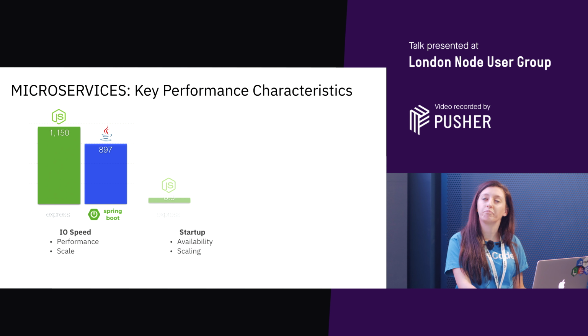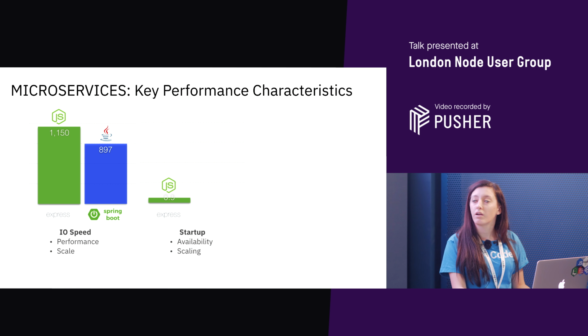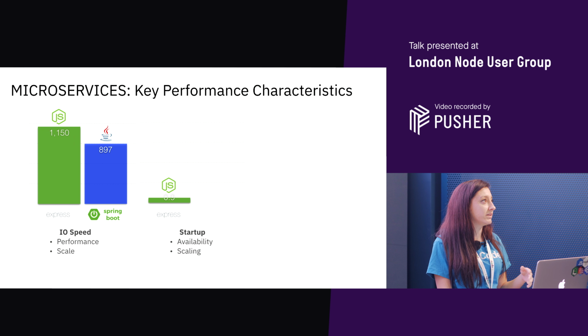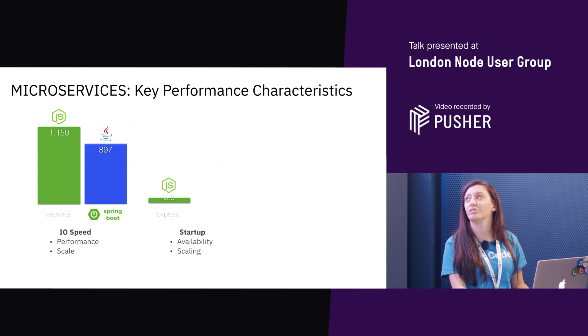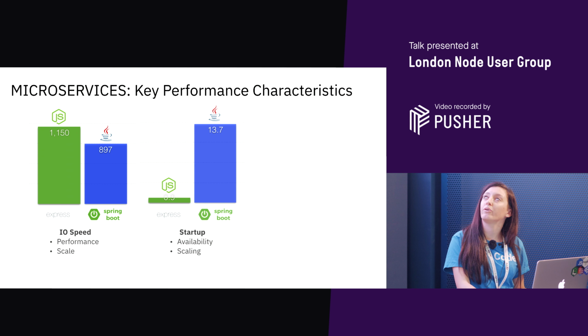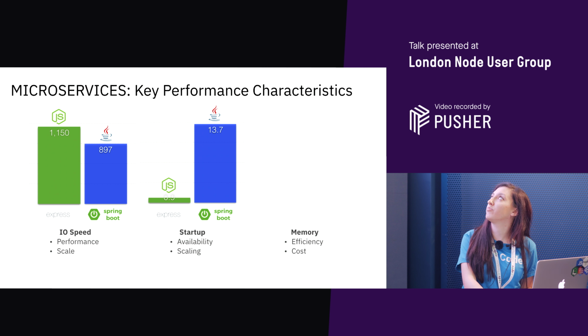Then there's startup time. When you're deploying inside something like Kubernetes or Docker, you really want things to scale up and scale down very quickly. So the amount of time it takes for your app to start is important. With Express, you're getting less than a second. For a Spring Boot, you're getting about 14 seconds. So when you want to add a new node, you've got to wait 14 seconds before it can actually start handling requests. And then you have memory.